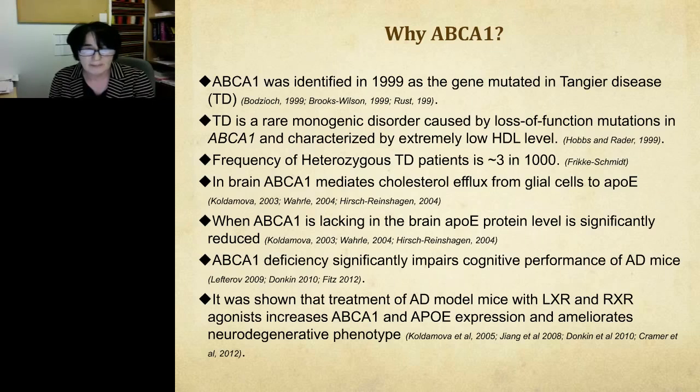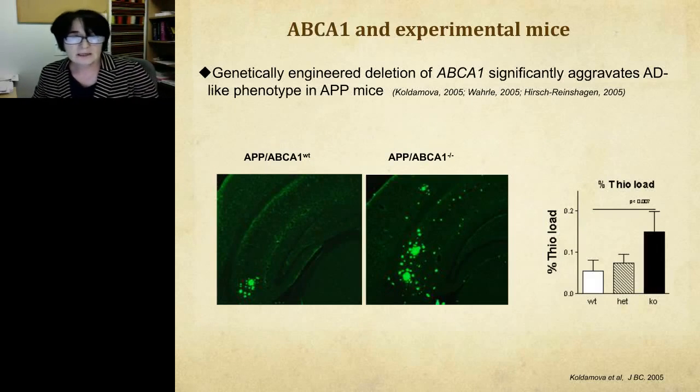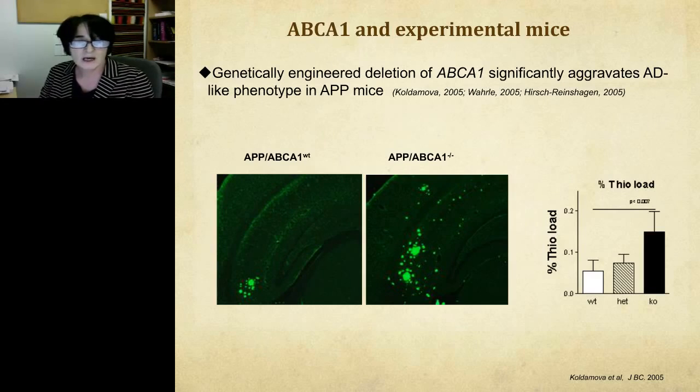ABCA1 deficiency was found to increase amyloid deposition in AD model mice. On this slide, I'm showing brains of APP transgenic mice expressing wild-type ABCA1. Amyloid plaques are shown in green, and these are APP mice with targeted deletion of ABCA1, and you can see that there are a lot more amyloid plaques. It was reported by our group and another group, David Holtzman and Cheryl Wellington's group, in 2005.